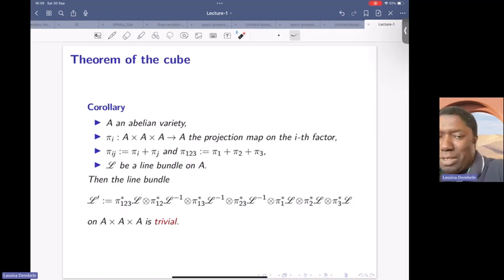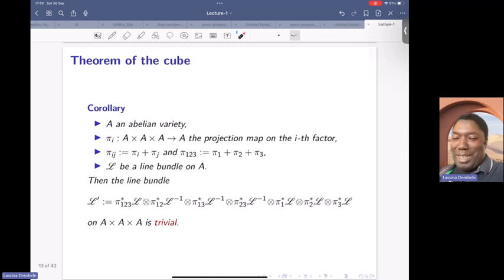And then you let L be a line bundle on A. So under those assumptions, the theorem of the cube says that if I take the line bundle L prime, which I obtain by taking the pullback of L by the sum of the projections, and then tensor product with the pullback of L inverse by pi 1,2, the pullback of L inverse by pi 1,3, and the pullback of L inverse by pi 2,3, times this product here, then I get a line bundle which is trivial.